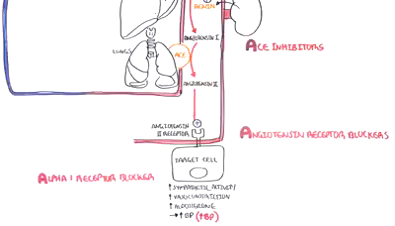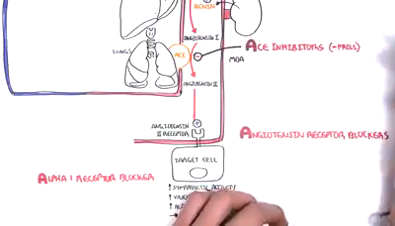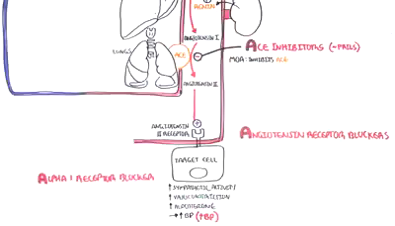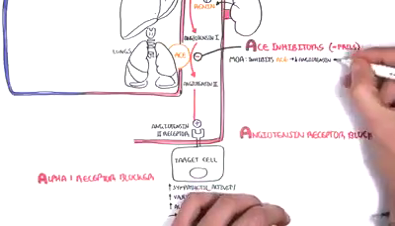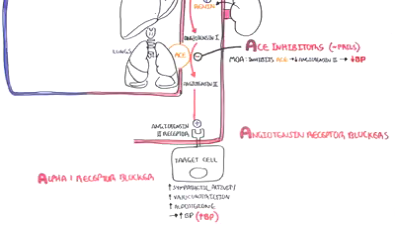ACE inhibitors, or angiotensin converting enzyme inhibitors, are a very common antihypertensive. These medications can be remembered by the ending -pril. So, for example, captopril and ramipril, they all usually end in -pril. The mechanism of action of ACE inhibitors is that they inhibit ACE, the membrane-bound enzyme, and so they inhibit the conversion of angiotensin 1 to angiotensin 2. And because you have less angiotensin 2, it means that you will decrease blood pressure.